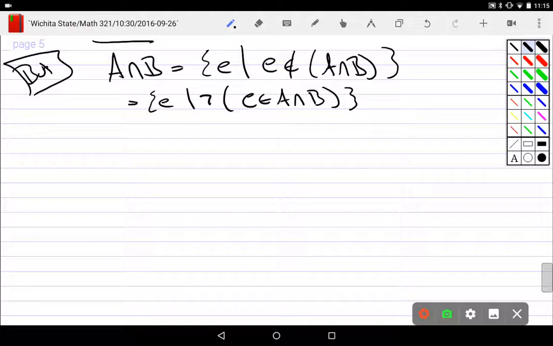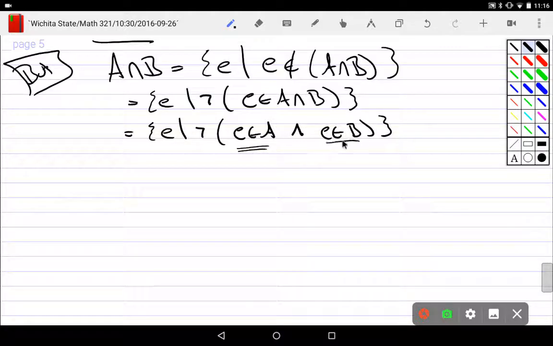It's not true that E is in the intersection. But what's the logic of the intersection? If you're in the intersection, what does that mean? You're in A and you're in B. So by definition, that's really just simply saying it's all E's such that it's not true that the element is in A and the element is in B. This proposition separated by the word and with a not on the outside. Does logic allow me to do something to that? Allows me to push it through, right, using what? De Morgan's law. So these are all elements such that E is not in A, or E is not in B.